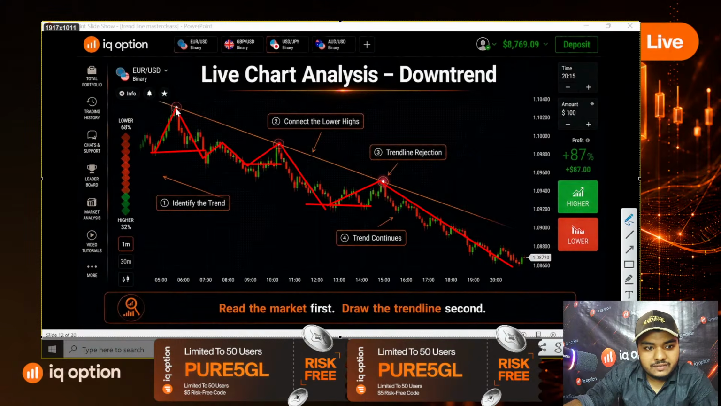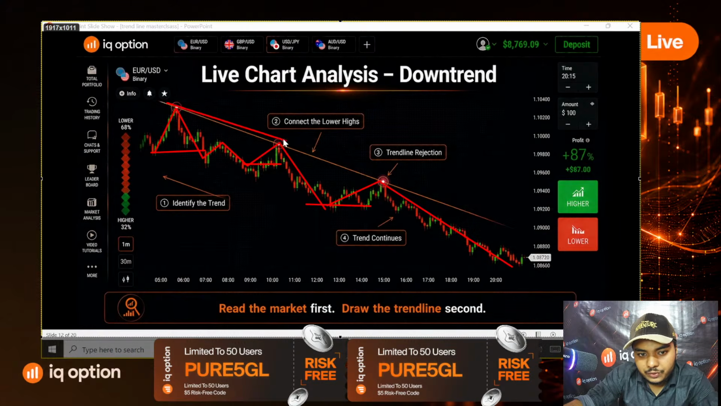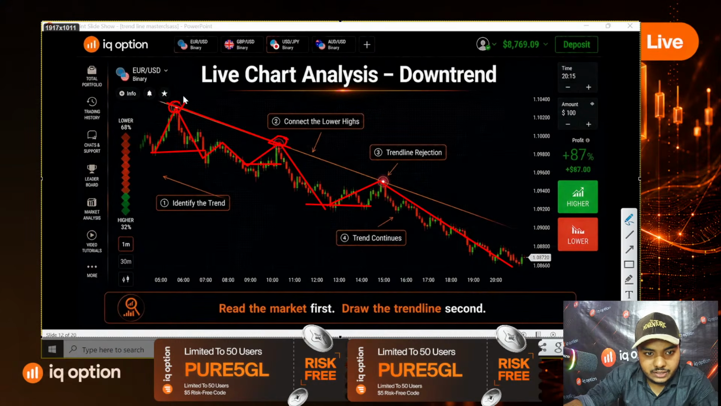if the market gives swing points, if the swing points are clear to watch. Yes, the swing points are so clear. From here to here, the first lower high, the second lower high, we connect the lower highs. After connecting the first and second lower high, we can extend our trend line.